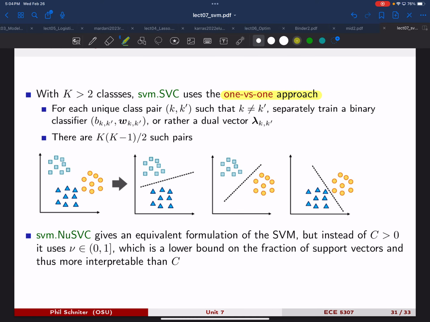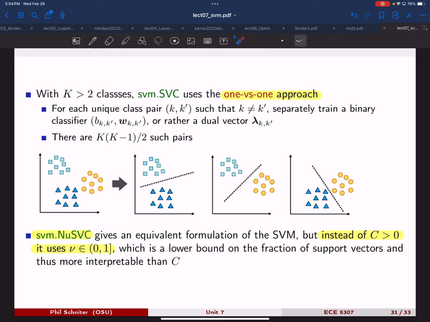One other thing is that there's a different way to set up the problem where instead of this tunable parameter C, you have a tunable parameter nu that is somewhere between 0 and 1, and that is called the nu SVC. And it should give you the same result as the original SVC. So for every C, there's exactly one nu that corresponds to it.